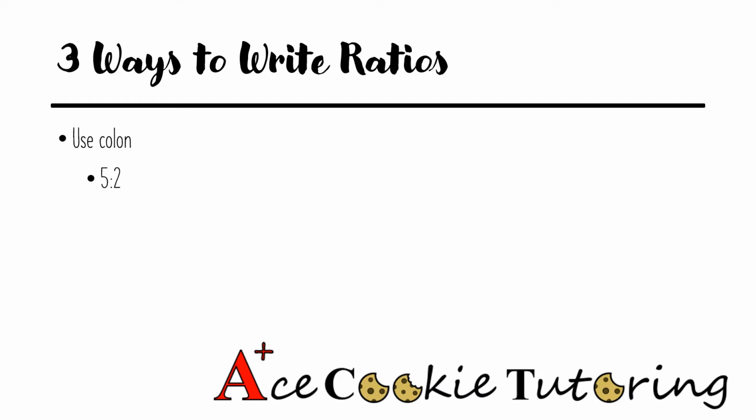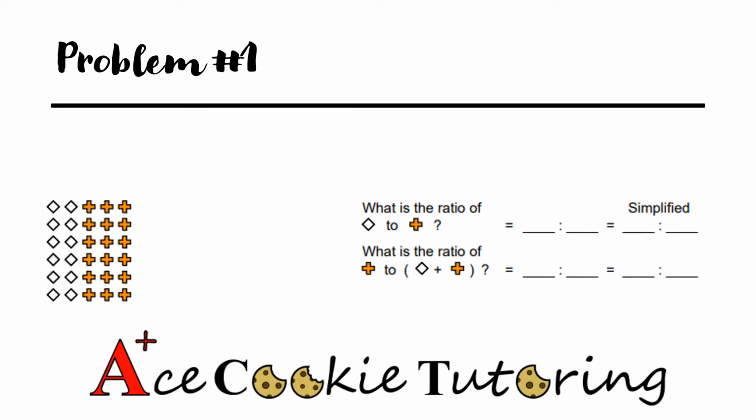There is another way, and that is as a fraction. If I wanted to make 5:2 into a fraction, it will look like this. 5 is first, so it's the numerator, the number on top, and then 2 would be the denominator, the number on the bottom. And the final way to write ratios is by actually using the word "to." Here's the way it would look: 5 to 2. These all mean the same thing. They are just 3 different ways to write a ratio.